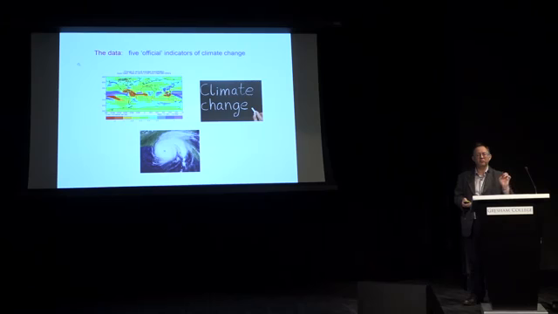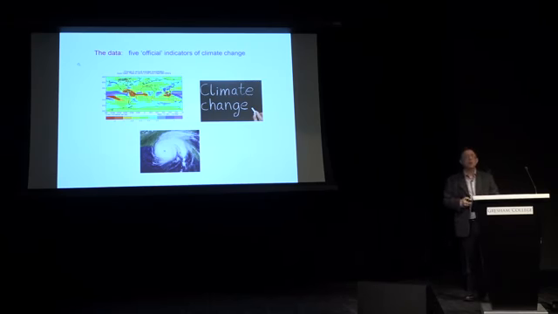Okay. But I thought I'd start the lecture with a little bit of the slightly controversial evidence for why most scientists think that the climate is changing. So we're going to have a look at what we call official indicators of climate change. This is what the IPCC uses to base its recommendations on.